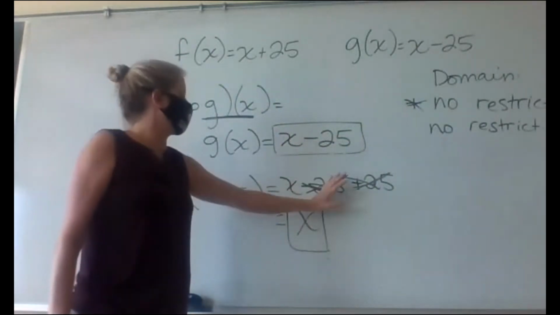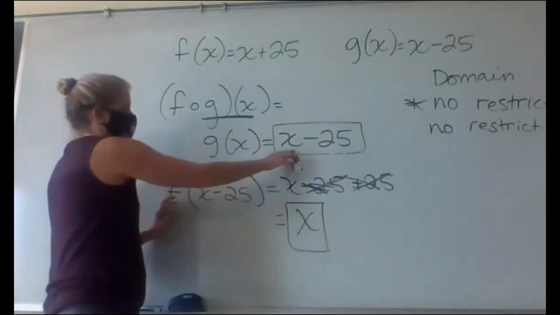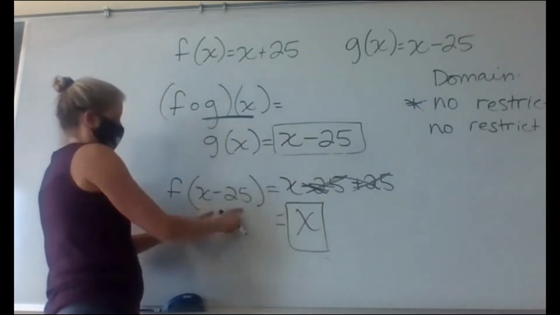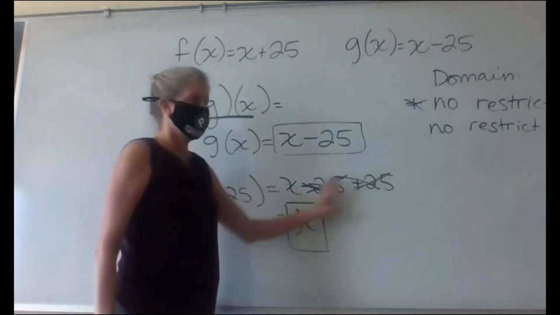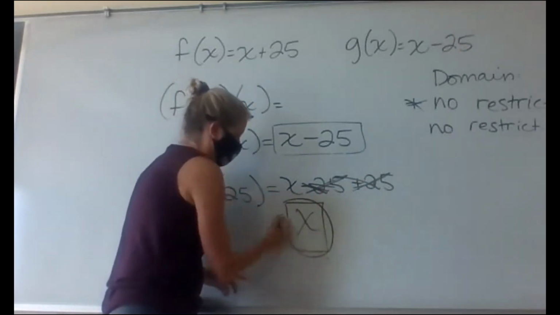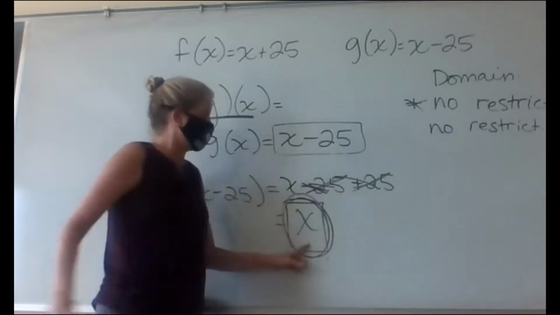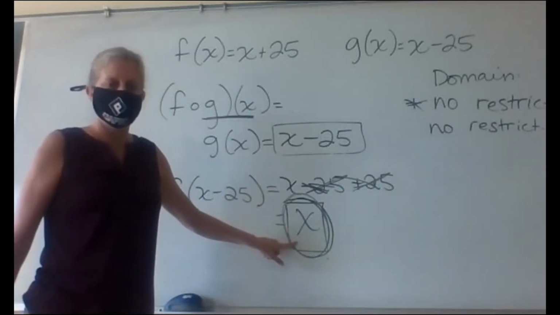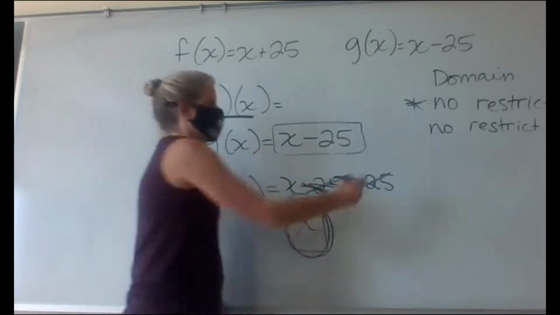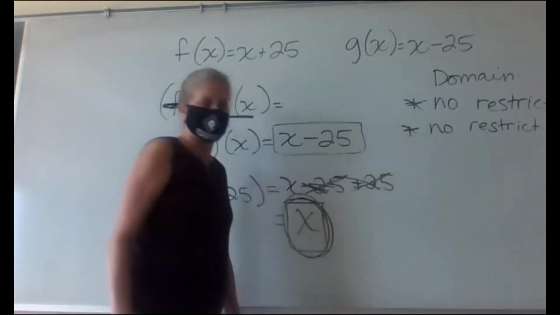Then finish solving the problem, which means use this, x minus 25, and plug it in for x. And then clean it up. So here's your final answer. That x is your answer. But then you say, okay, are there any restrictions here? Since there's, again, no restrictions, no restrictions.